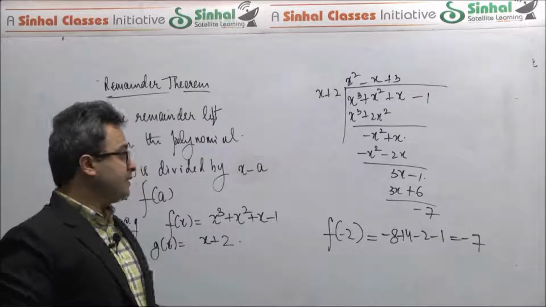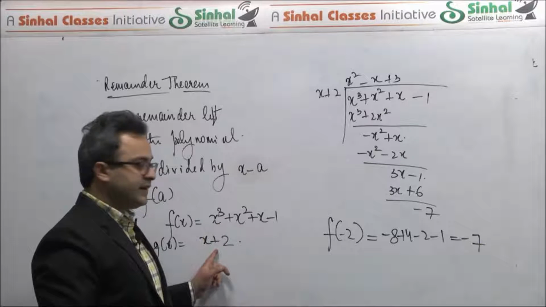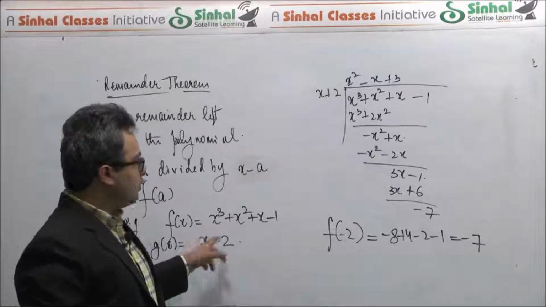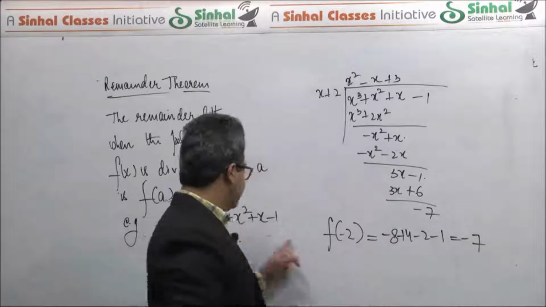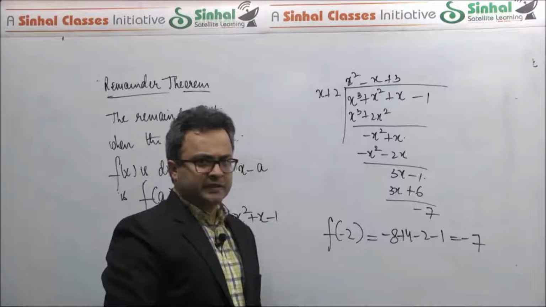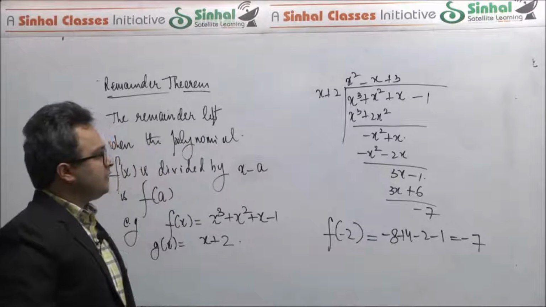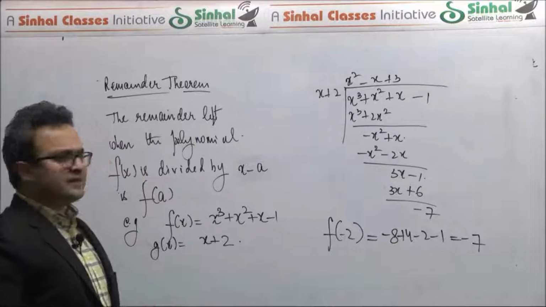So that's what the remainder theorem was saying: if you want to find the remainder when f of x is divided by the linear function x plus 2, you don't actually have to go through long division. You can simply substitute x equal to minus 2 in the polynomial, and the value that you get will be the remainder, right?